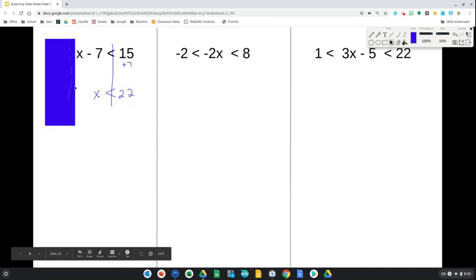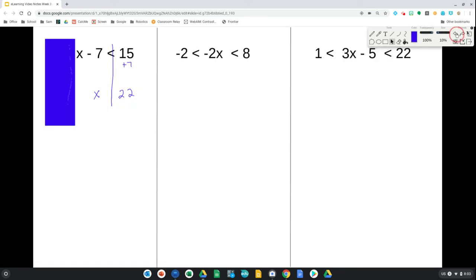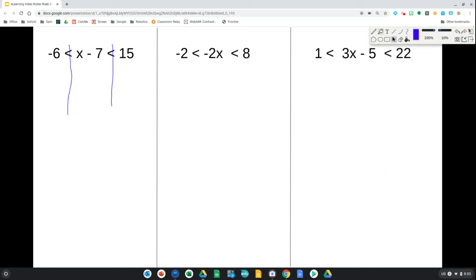So we'll just back up here and think about what we just did, but do it to both sides. So remember what we did was we added 7 to the 15. Well, we're also going to add 7 to this -6. So when you take -6 plus 7, you get +1. When you take 15 plus 7, you get 22. And now in the middle, you still have x. You're not going to change either one of these signs. And so your answer is going to be 1 is less than x, which is less than 22.